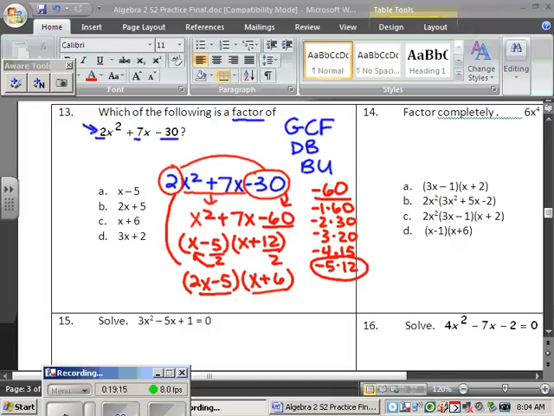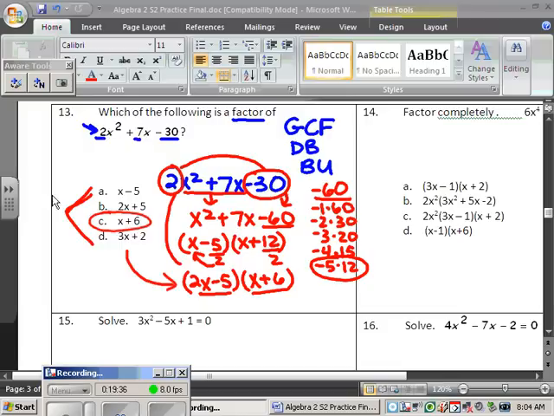So when this question is asking for which one of these is a factor, you're going to see which one of these 4 choices matches one of these 2 factors in our answer. And if you notice, 2x minus 5 is not listed, but x plus 6 is listed. So that's one of the factors of that polynomial.